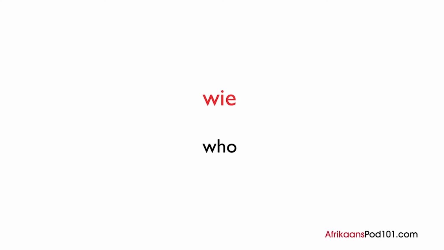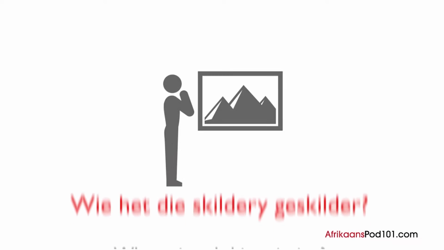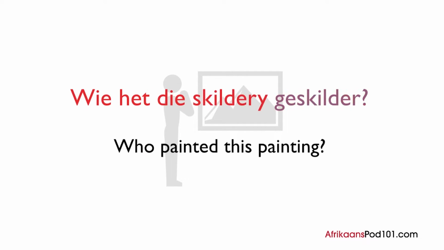Wie can also be used to ask who did something. If you're in a museum, for instance, you can ask wie het die skildery geskilder? This means who painted this painting.